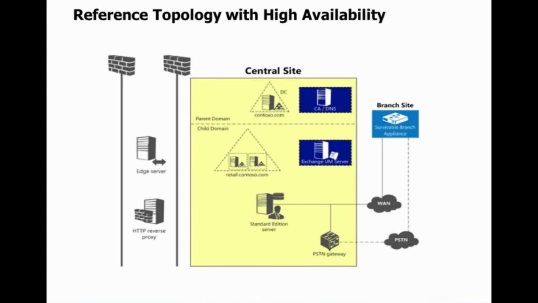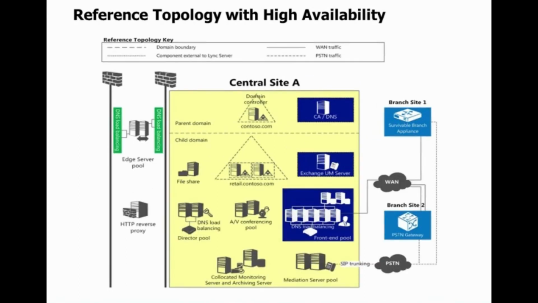On the left portion of the diagram, I also have my DMZ, and it looks like we're using an edge server and a reverse proxy, so that we have connectivity out onto the internet for things such as public instant messaging connectivity. We have connectivity for federation relationships, for mobility support, and we could also allow clients to connect in for our conferences. In the second diagram, we have another reference topology, and this one is providing high availability.